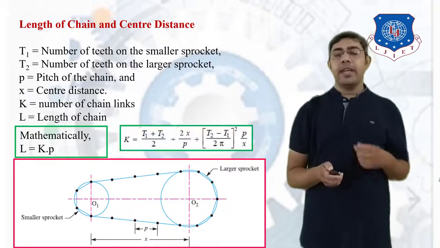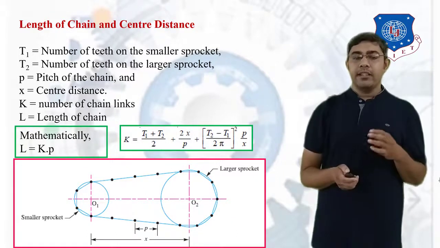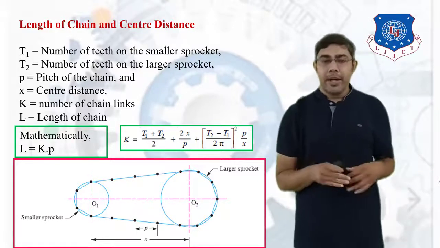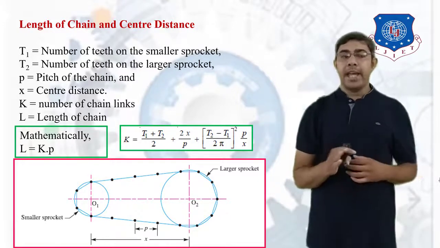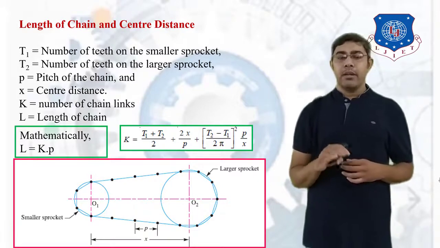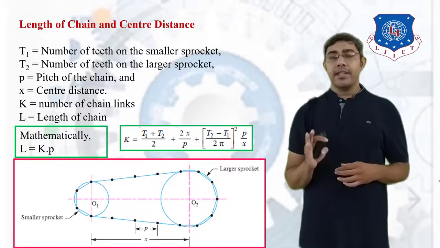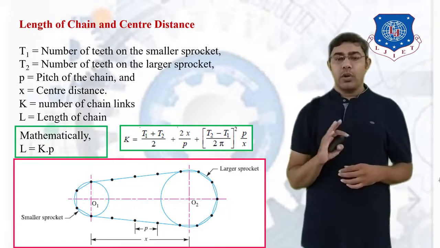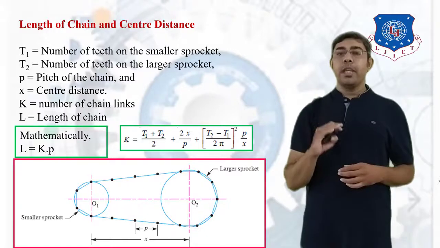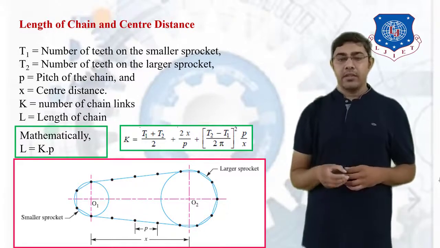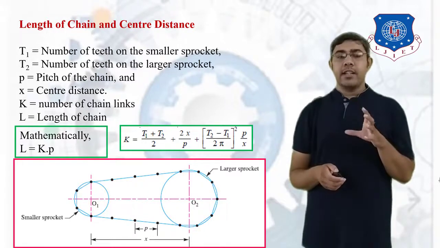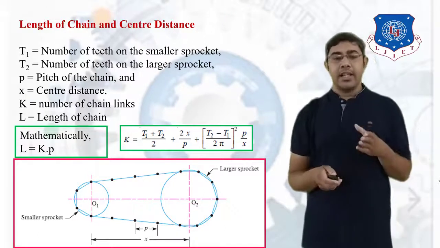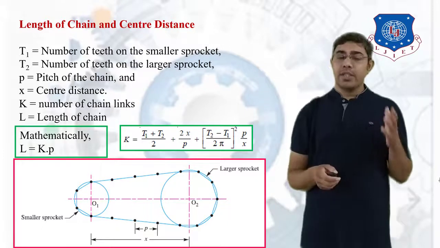Here the value of K is K equal to (T1 plus T2) divided by 2, plus 2X divided by P, plus ((T2 minus T1) upon 2 pi) whole squared into P divided by X. So this is the equation for the number of chain links.